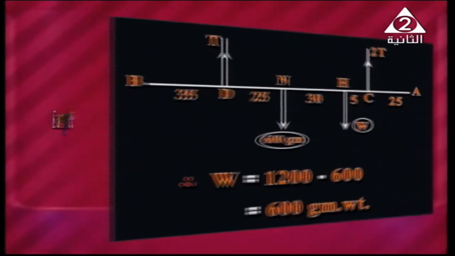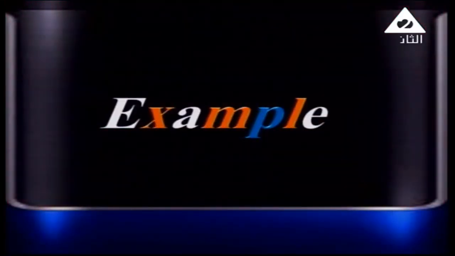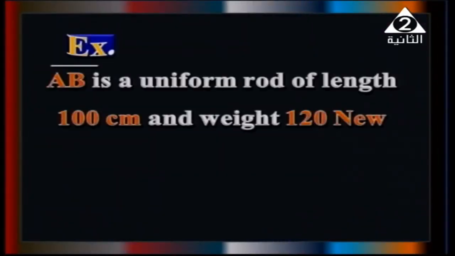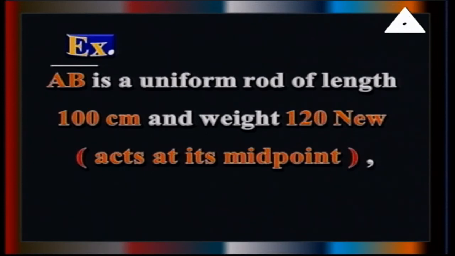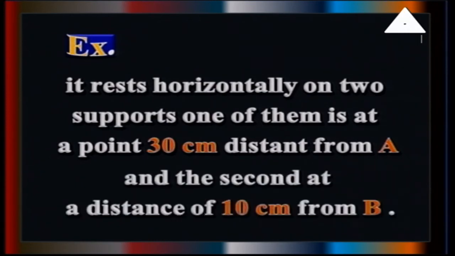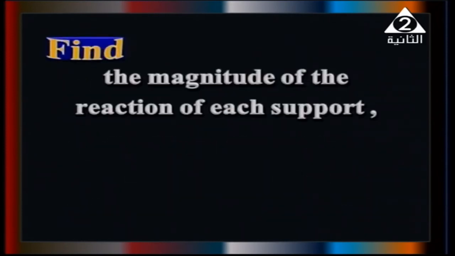My dear student, now we turn to another example. AB is a uniform rod of length 100 centimeter and weight 120 Newton, acting at its midpoint. It rests horizontally on two supports. One of them is at a point 30 centimeter from A and the second at a distance 10 centimeter from B. Find the magnitude of the reaction of each support.